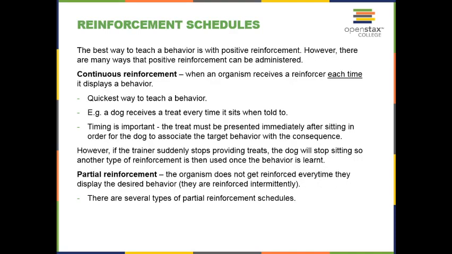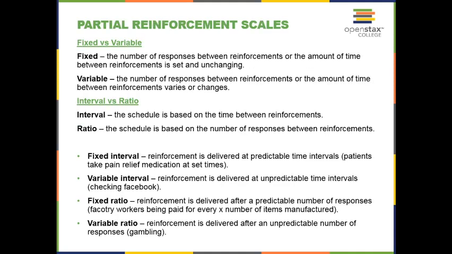And then the best way to teach a behavior is with positive reinforcement, according to our reference. However, there are many ways that positive reinforcement can be administered. Continuous reinforcement, and then we have partial reinforcement, where they are not reinforced every time they display the desired behavior. They are reinforced intermittently. And then we have fixed, where the number of responses between reinforcement or the amount of time between reinforcements is set and unchanging. So this is actually about when you give the reinforcement. With variable, the number of responses between reinforcement or the amount of time between reinforcements varies or changes. And then we have interval versus ratio. In interval, the schedule is based on the time between reinforcement. In ratio, the schedule is based on the number of responses between reinforcement.